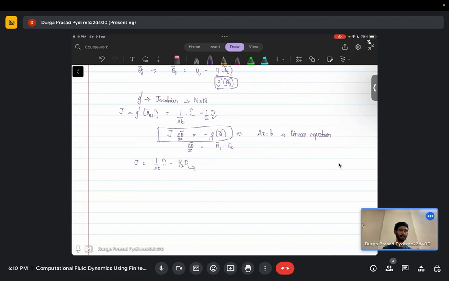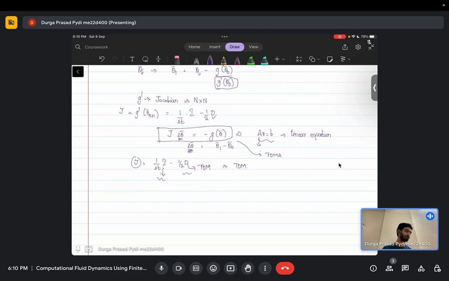D essentially has only 3 diagonals, so this is a tridiagonal matrix. Your I is just a diagonal matrix. So if you subtract a tridiagonal matrix from a diagonal matrix, you will end up with another tridiagonal matrix. So J is essentially a tridiagonal matrix. So you have Ax equal to b, where A is a tridiagonal matrix, and you can solve this linear equation using TDMA to get your values of delta theta.